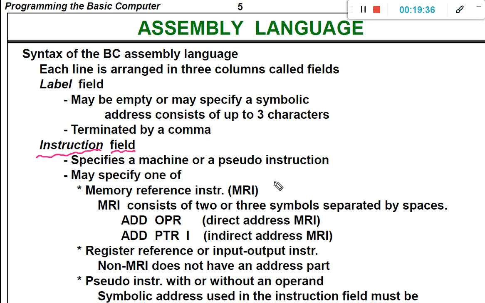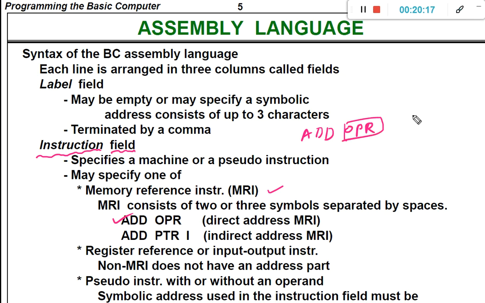Here there will be two different types of instructions. They are memory reference instructions, MRI. MRI consists of 2 or 3 symbols separated by spaces, not commas. For example, here there is a statement ADD OPR. What does it represent? It represents an add operation with a direct address OPR.